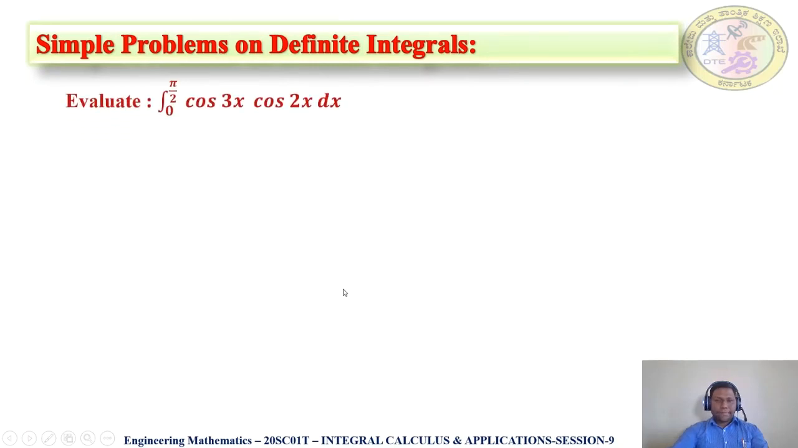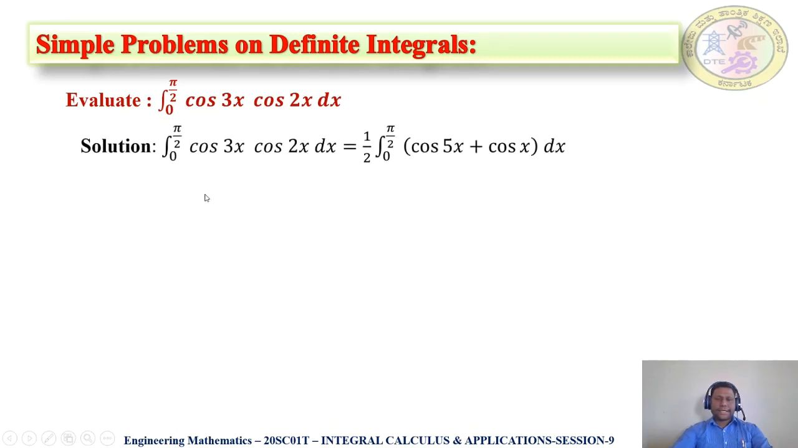Same kind of another problem is here. Evaluate the integration from 0 to pi by 2 of cos 3x into cos 2x dx. It is of the form cos A cos B. We know that the cos A cos B formula is 1 by 2 times cos of A plus B plus cos of A minus B. Here A is 3x, B is 2x.